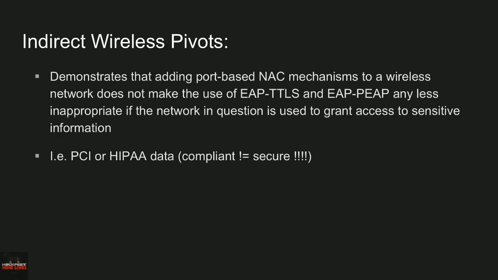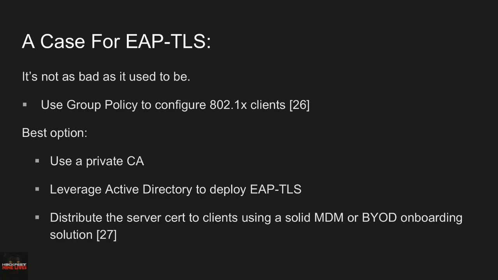So, before we wrap this up, I'm going to make one last case for using EAP TLS. It's really not as bad as it used to be. You can leverage group policy quite extensively to configure 802.1x clients. Your best option is to use a private CA and leverage AD as much as possible to deploy EAP TLS. You can even distribute the server cert to clients. If you're in a BYOD situation, you can use a streamlined BYOD onboarding solution or an MDM to distribute the certs that way.